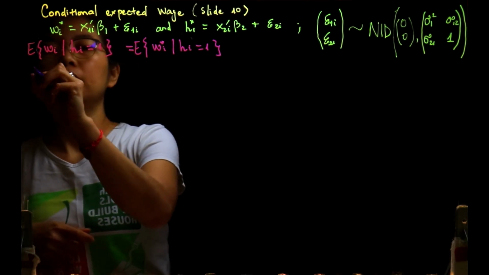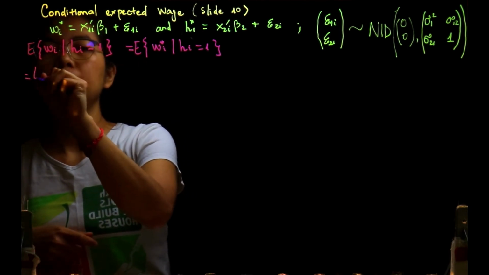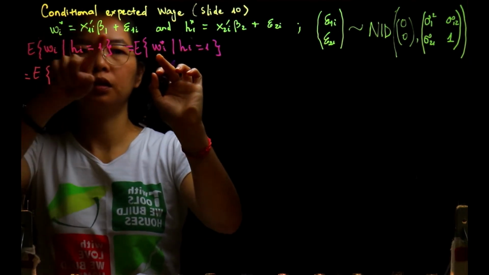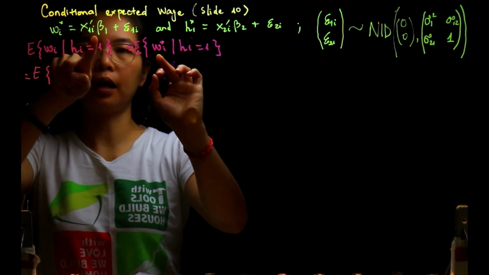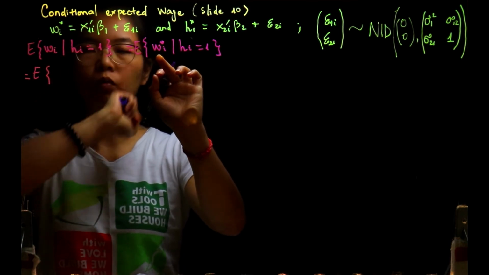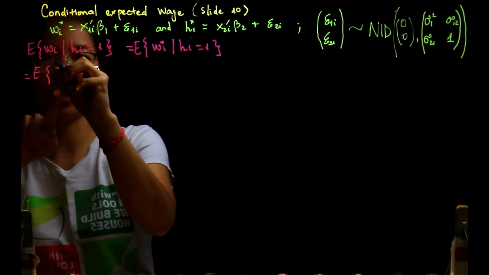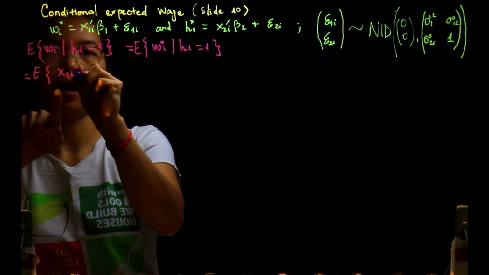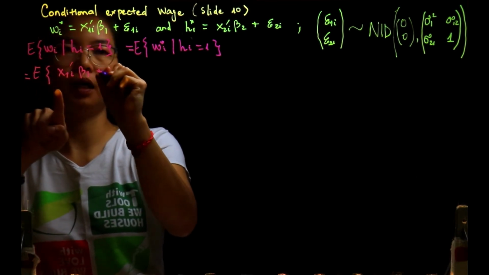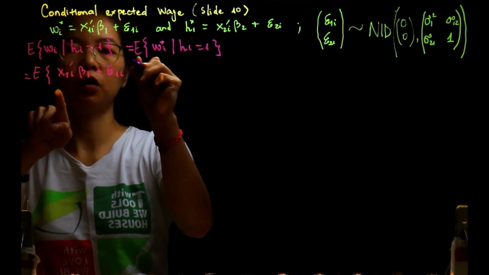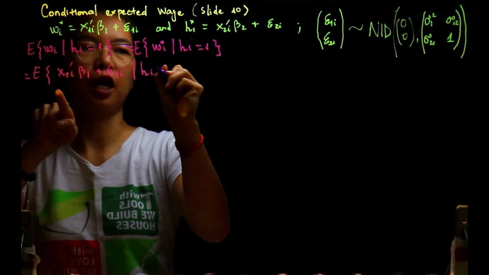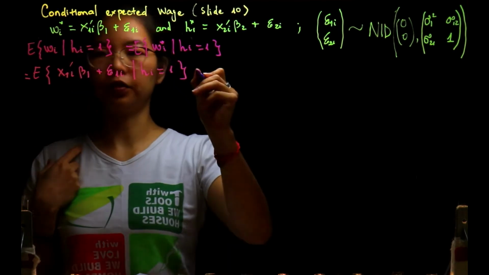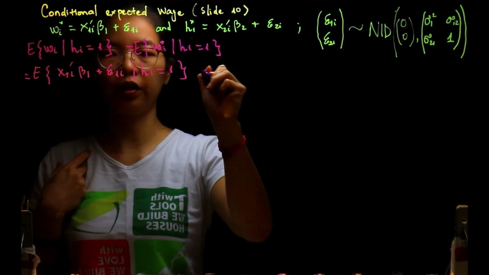And that would be, because Wi star here equals x1i prime beta 1 plus epsilon 1i, we just plug it in over here: the expectation of x1i prime beta 1 plus epsilon 1i conditional on Hi equal 1. All right, that's the first thing. Very good. Then we'll move further.